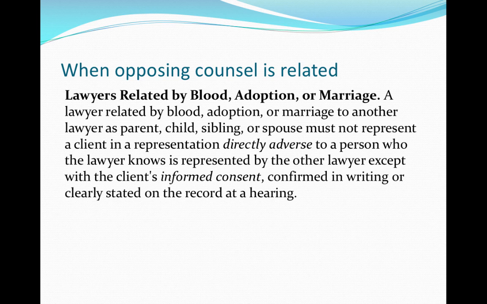So basically, let's look at what this actually says, because I probably have messed up the wording here. If a lawyer is related by blood, adoption, or marriage to another lawyer in the situation of being that lawyer's parent or child or sibling or spouse, they cannot represent a client in a representation directly adverse to a person who's represented by that parent, child, sibling, or spouse without the client's confirmed consent in writing and on the record at whatever hearing is going to be involved.